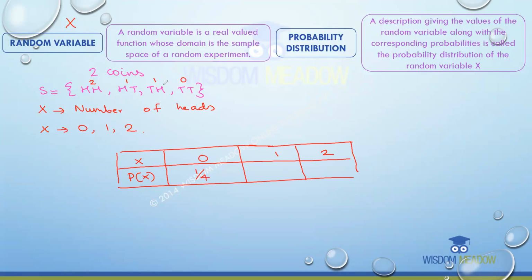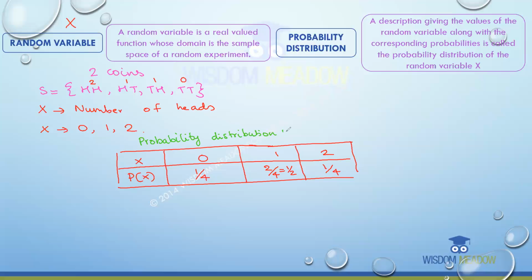Probability of getting 1, it could be HT or TH. So there are 2 favorable outcomes out of the 4. So it's 2 by 4, which could be simplified to 1 over 2. And probability of getting 2 heads, that is just 1 out of the 4. So that's 1 by 4. So this is what a probability distribution table is. That is, you're listing down the random variable along with the probabilities.